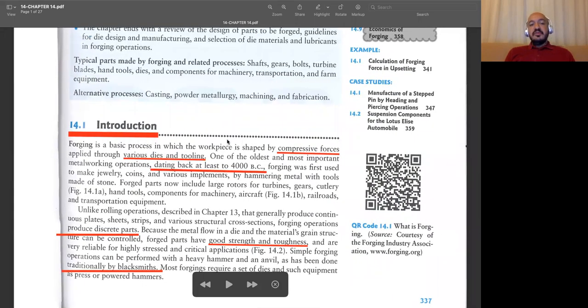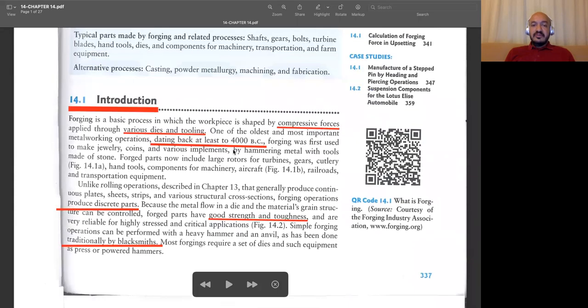People were doing these types of forging processes about 4000 BC, before Christ, and they were simply putting material on a table and then applying force, using some hammers and maybe stone to shape the material. And this is one of the primitive types of forging processes.